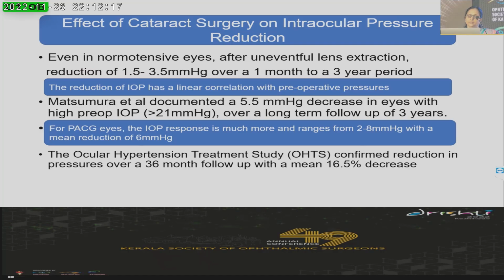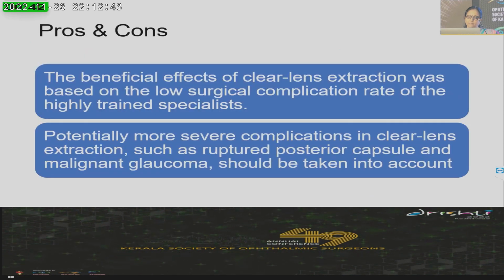So what is the effect of cataract surgery on intraocular pressure reduction? There is a reduction of 1.5 to 3.5 millimeters over a period of 1 month to 3 years in normotensive eyes. But the reduction has a linear correlation with preoperative IOP. If the IOP is more, then the postoperative IOP reduction was also found to be more. This was supported by the Matsumura et al. study and also the ORT study.